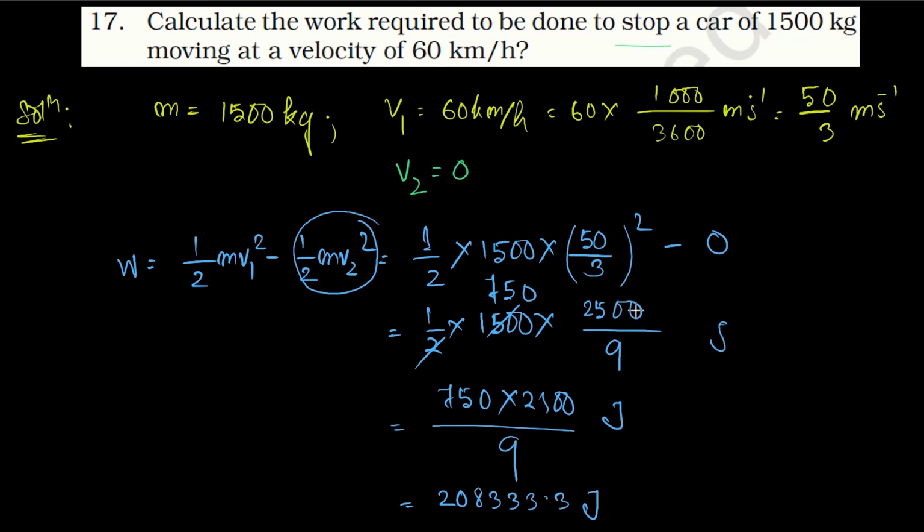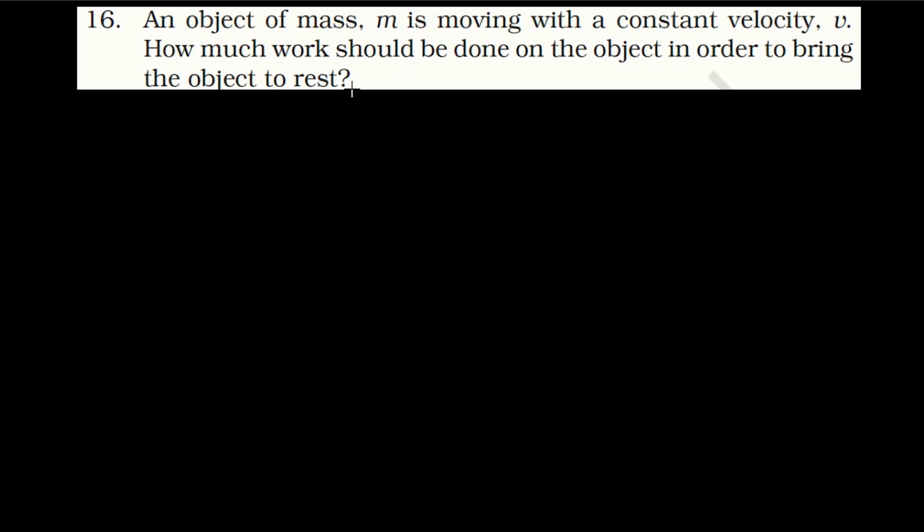If you get any different answers, just inform me in the comment section. So the answer is 208,333.3 Joule. That is the amount of work that has to be done in stopping a car of mass 1500 kg which was moving at a velocity of 60 km/h. So that is the answer of this question. Now we are going to move towards our next question.